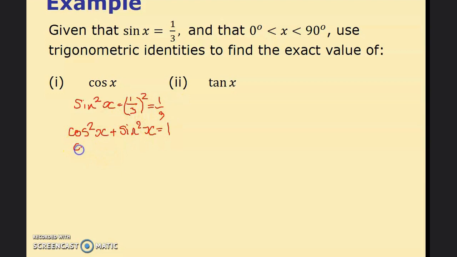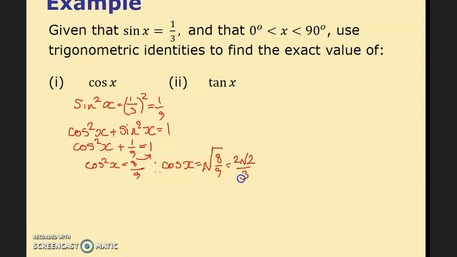So if I want cos x, I can now write cos squared x plus sine squared x, remember that's a ninth, equals 1. Move this over, I get cos squared x equals 1 minus a ninth, do it on your calculator or in your head, is 8 ninths, and therefore cos x is the square root of 8 ninths. And again, you can do that on your calculator, and I reckon it's 2 root 2 over 3. There's a variety of ways of writing that, but basically a cube root in the square root in the bottom and the square root in the top.